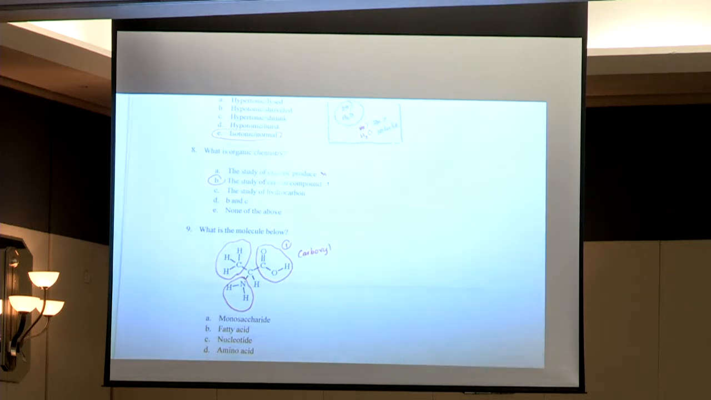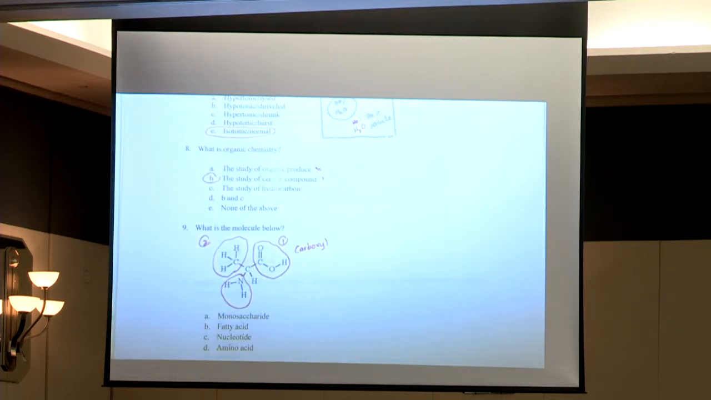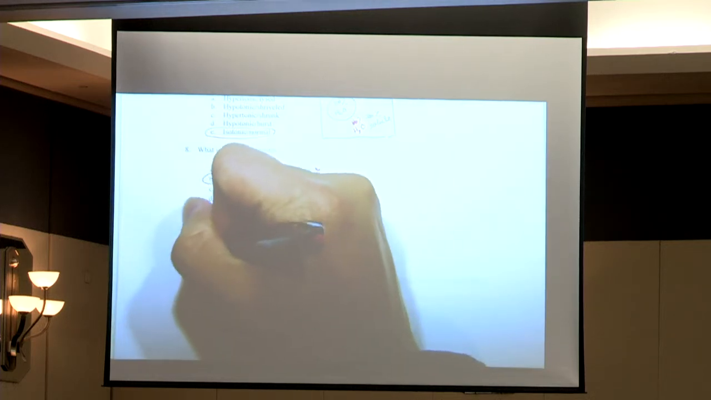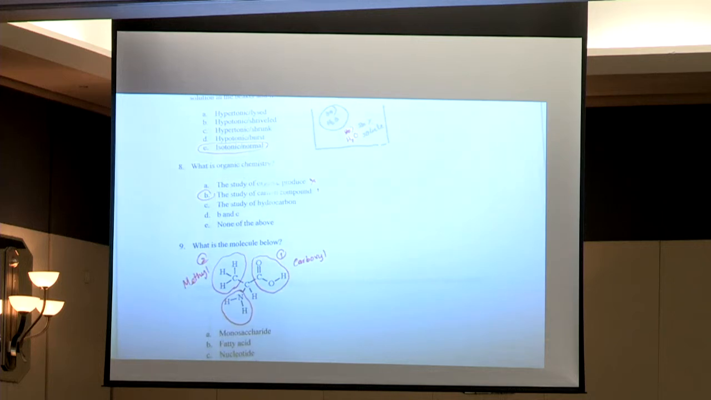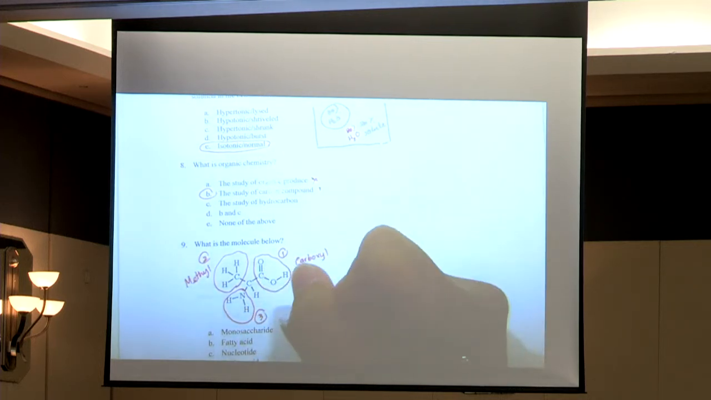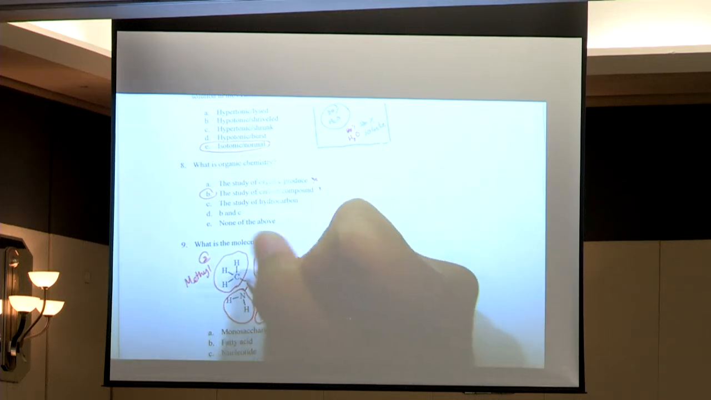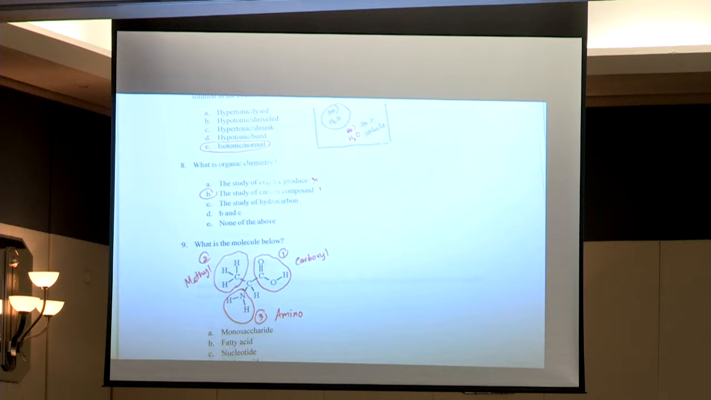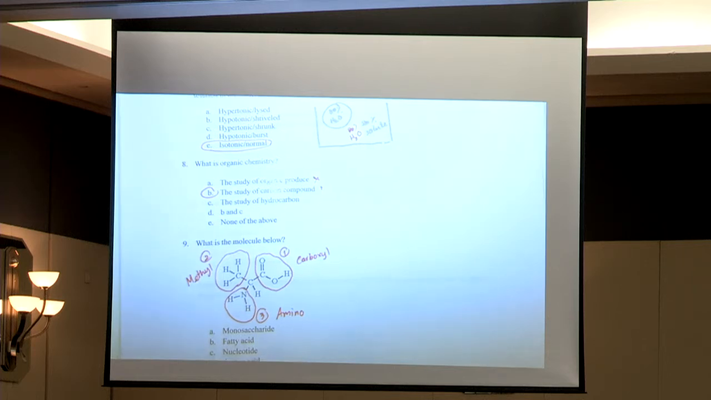What about number 2? Number two is methyl, right? Number three is what? Amino, very good. The last one, we just have H. What kind of molecule falls into this category, where we have one carbon, one hydrogen, an amino group, and a carboxyl? This would be amino acid, right?